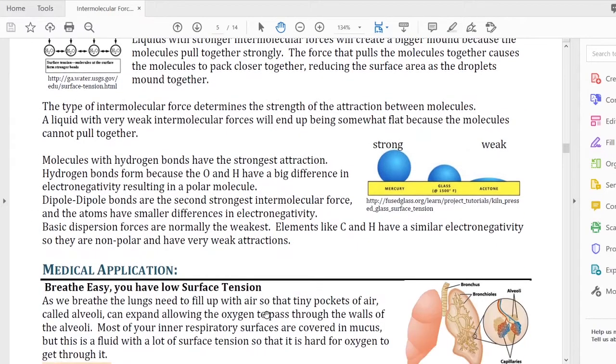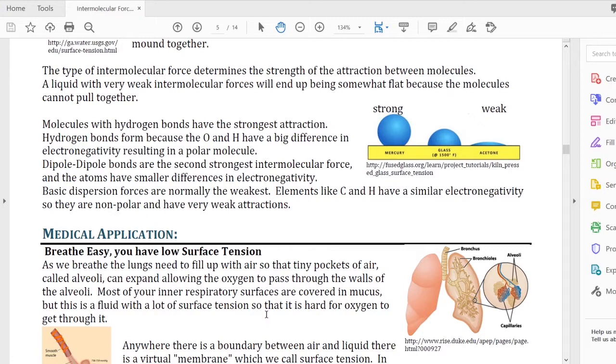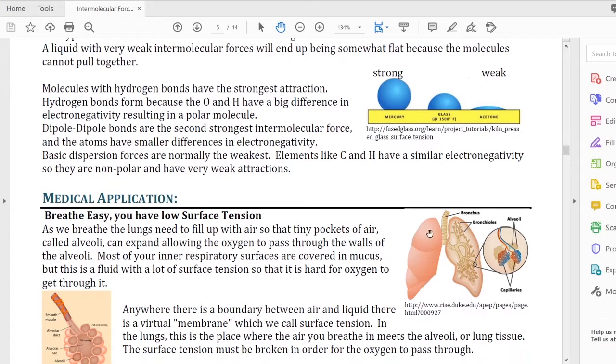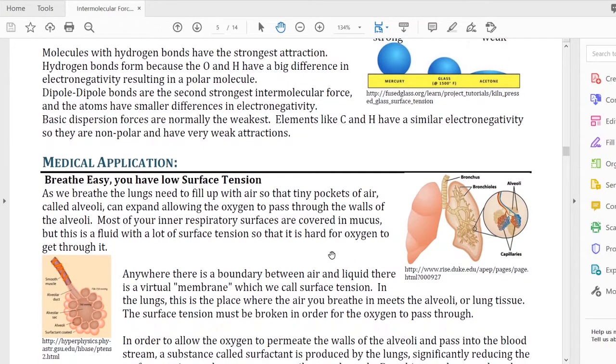Okay. So how does this really affect you in the real world? Well, you have surface tension in your lungs. As we breathe, the air goes into those tiny pockets inside your lungs. And inside your lungs, it's wet, right? We've got some liquid in there. That liquid has a surface tension. In this lab, I actually do an example where I add what's called a surfactant to something that has a very high surface tension. It breaks that surface tension, and that's actually how we breathe.